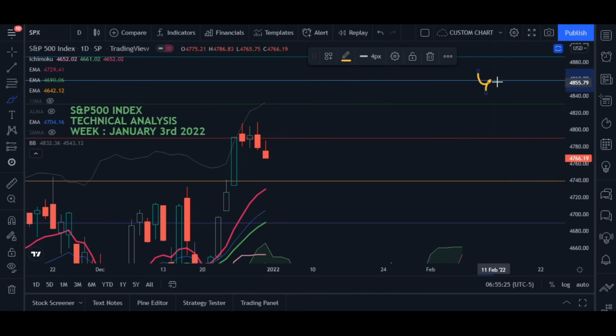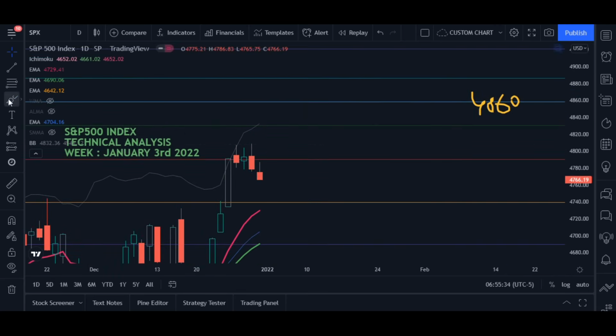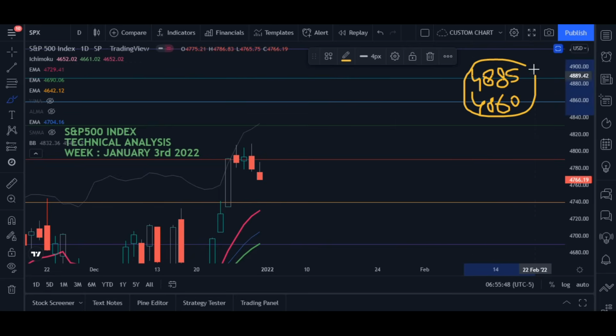4860. Then we have 4885. This is the final resting place of S&P 500. Next comes 4830. This is the immediate resistance.